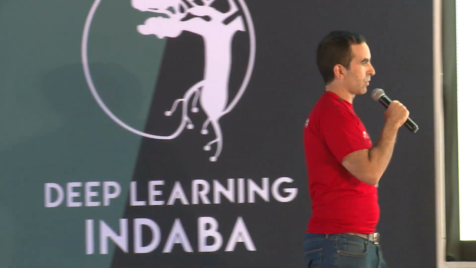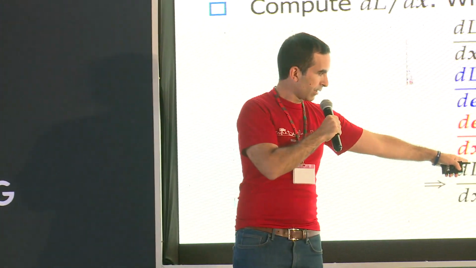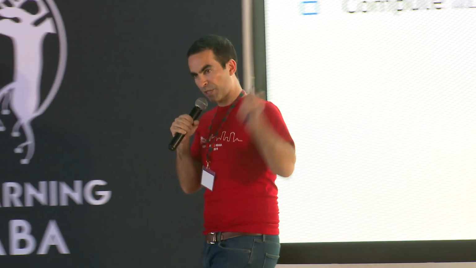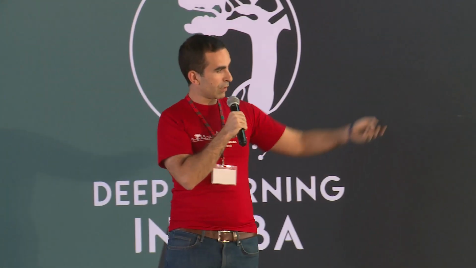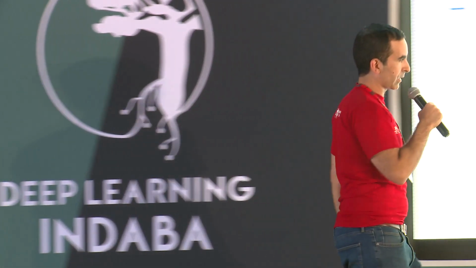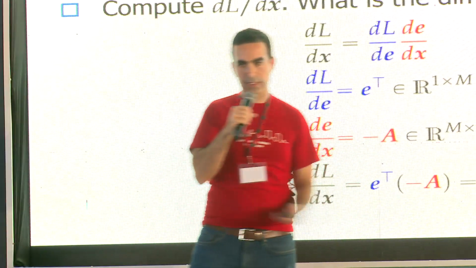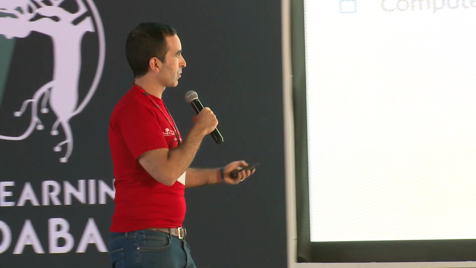So, interestingly, the result can actually be written as e transpose times minus A, and you can check the dimensions work. And you can also write it in terms of the error itself, because e is y minus Ax, remember? So that's what we have.